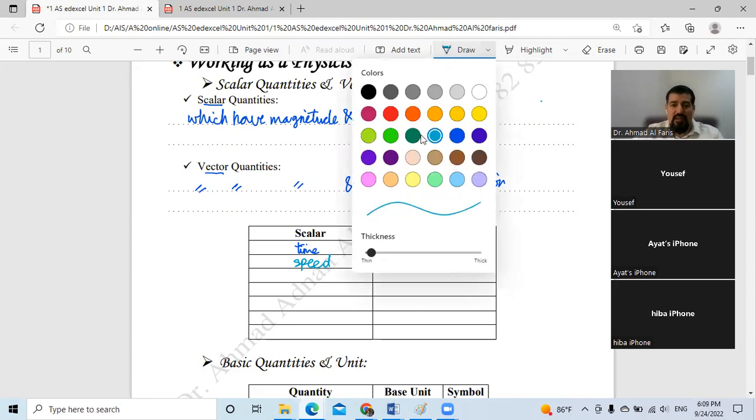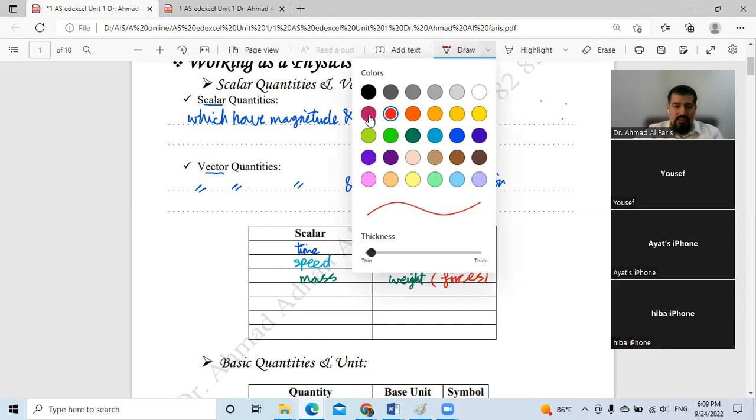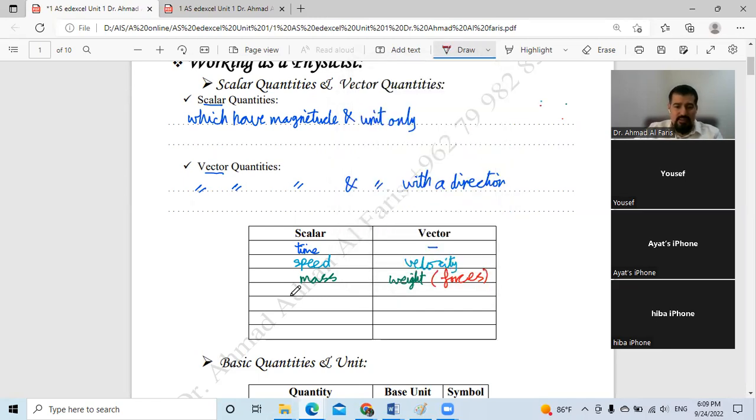Other examples: when we talk about mass, the mass doesn't have direction. But if it has direction, it will be weight. Actually, they are not the same thing. Weight and mass are not similar at all, because mass is the amount of matter the object has, while weight is the gravitational force. That means all forces have direction. That's why they are vector quantities. Good. Now another example for this is distance and what?